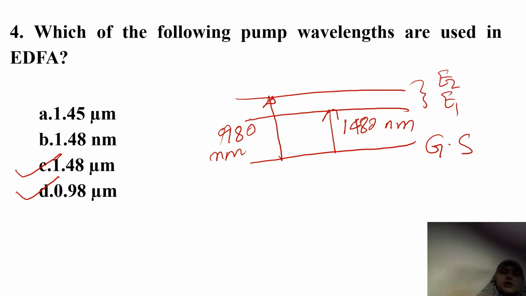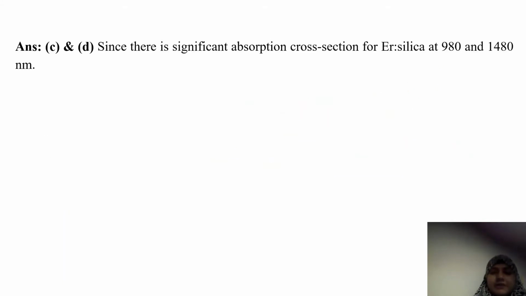So the pumping is done using these two wavelengths. Why? Because there is significant absorption cross section for erbium doped silica at 980 and 1480 nanometers.